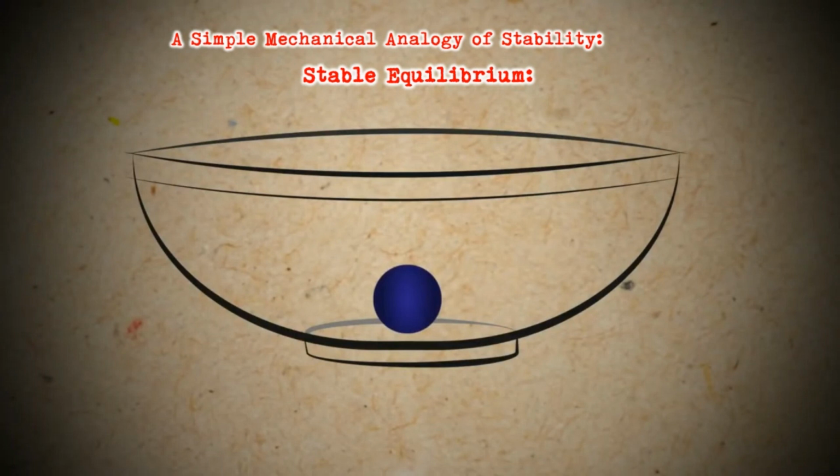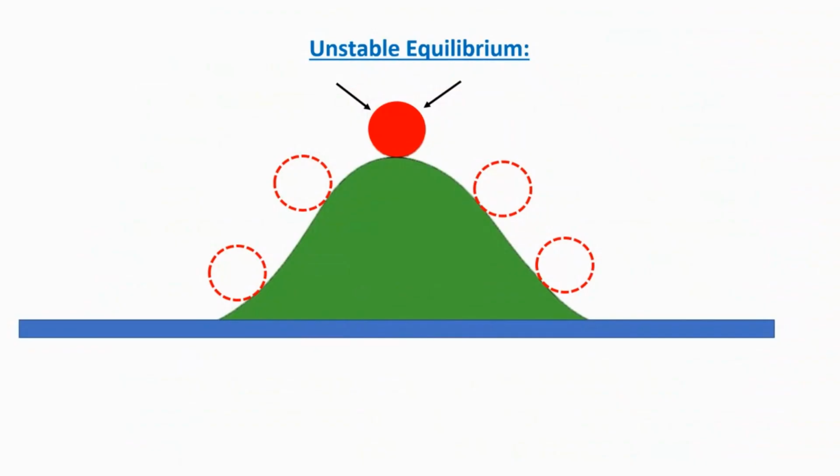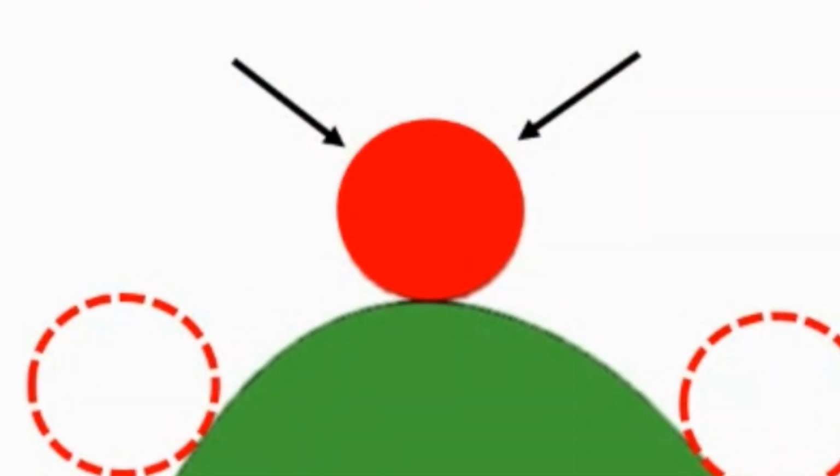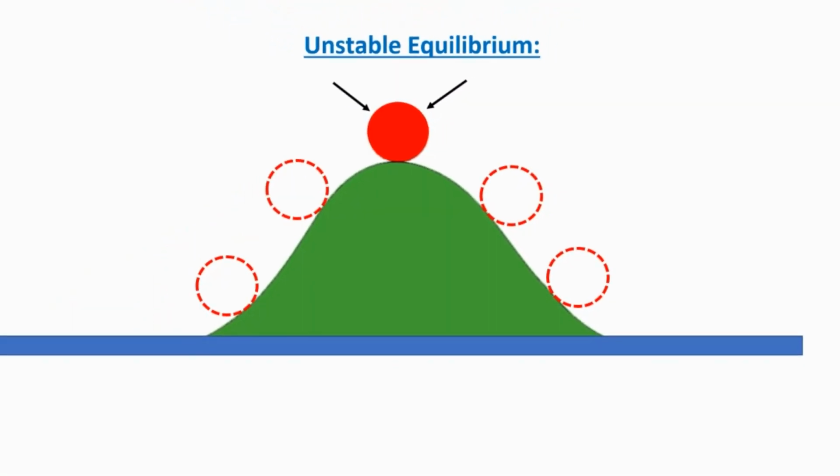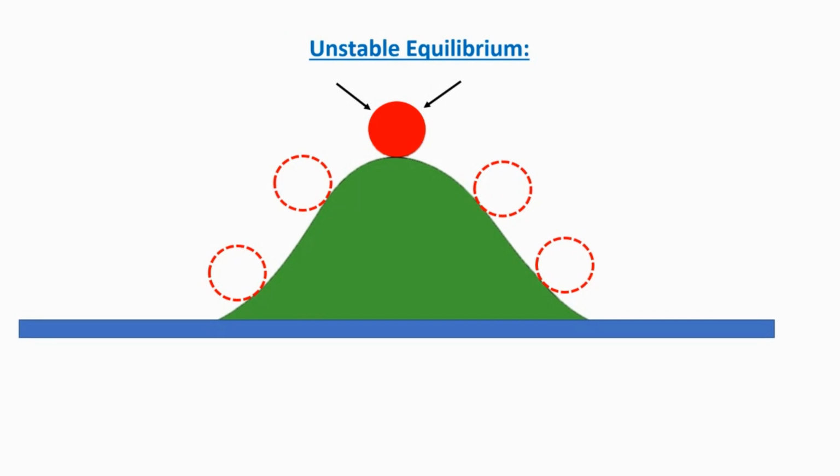Even though the ball was disturbed, the forces in the system, here gravity, pull the ball back to its initial position. Again, stability is maintained. On the other hand, if you put this ball on a hill shape, and push it to either side, you will never have a stable ball again. So this is unstable equilibrium.